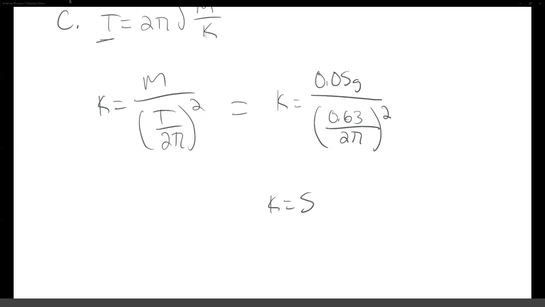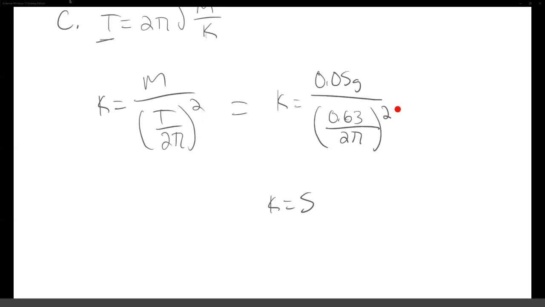Let me grab my calculator just to make sure that I did that equation right. Does anybody know, do I have to be in radians for this stuff or not? Yep, you do. Definitely do. So 0.63 divided by 2 pi. This is how I type it in. I do 0.63 divided by the 2 pi, right? And then I square that number.